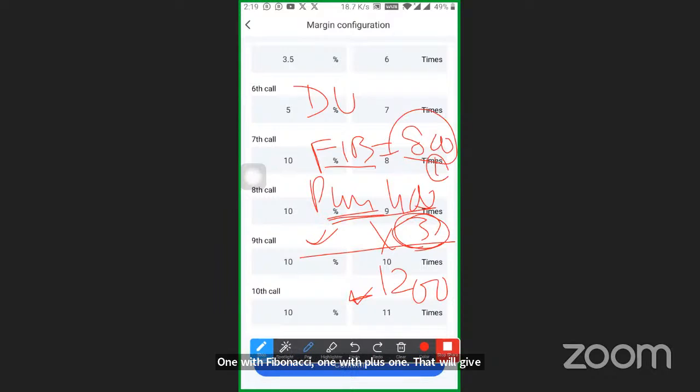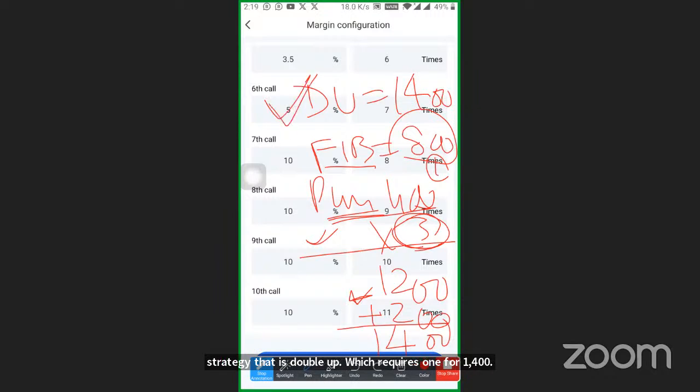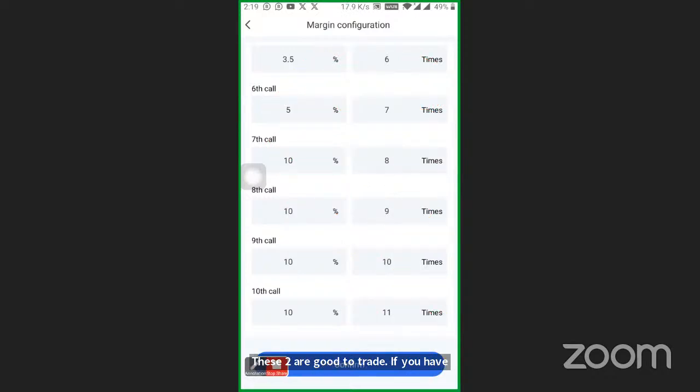But if you ask me what is the best thing to do, the best thing is to just add $200 more to your capital and prepare for the best strategy, that is double up, which requires 1,400. So always choose this one. Or you can also choose Fibonacci, but this is not recommended unless you have a small capital. These two are good to trade. If you have $1,000, you can trade on Fibonacci. If you have 1,400, you can go for double up. So these are the different strategies.